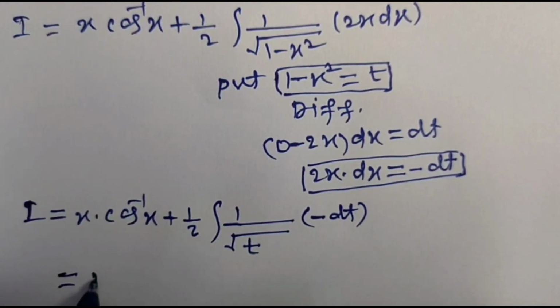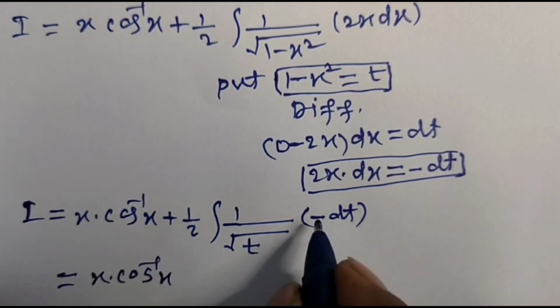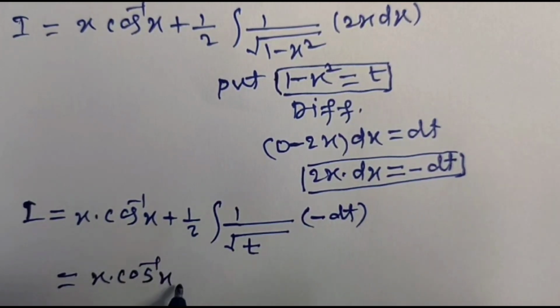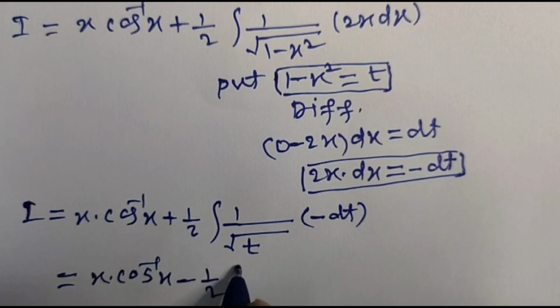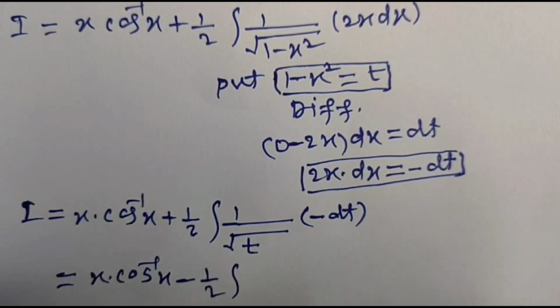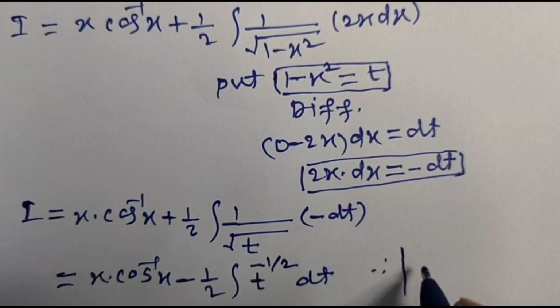So, x into cos inverse x, this minus sign we can take outside the integral sign, minus 1 by 2, and 1 upon square root of t can be written as t to the power minus half, integral with respect to t. Now you can apply the standard formula.